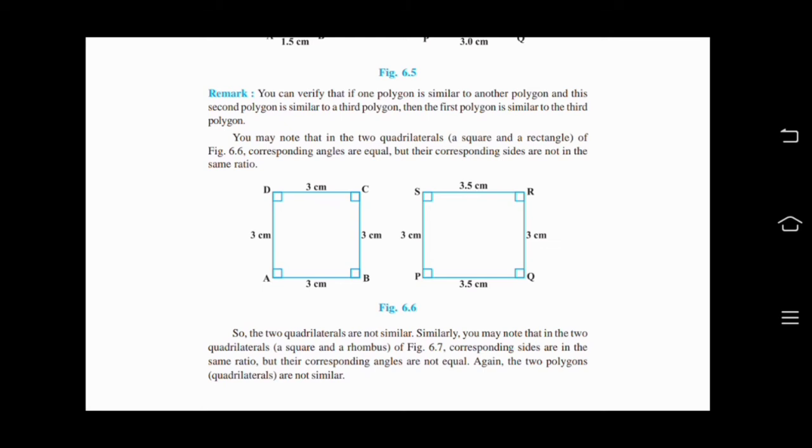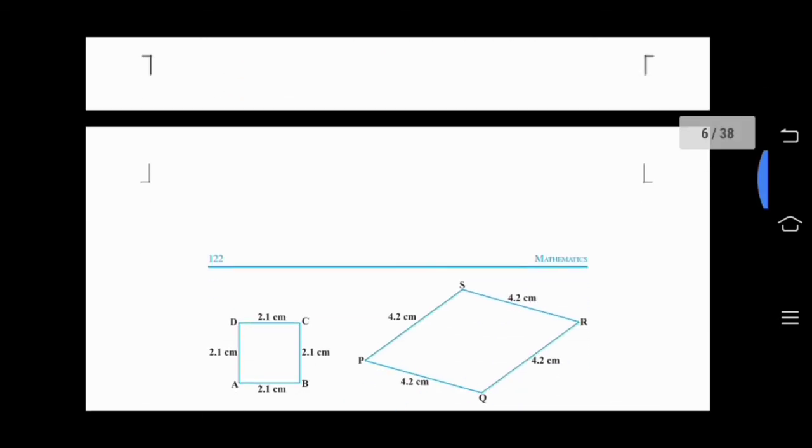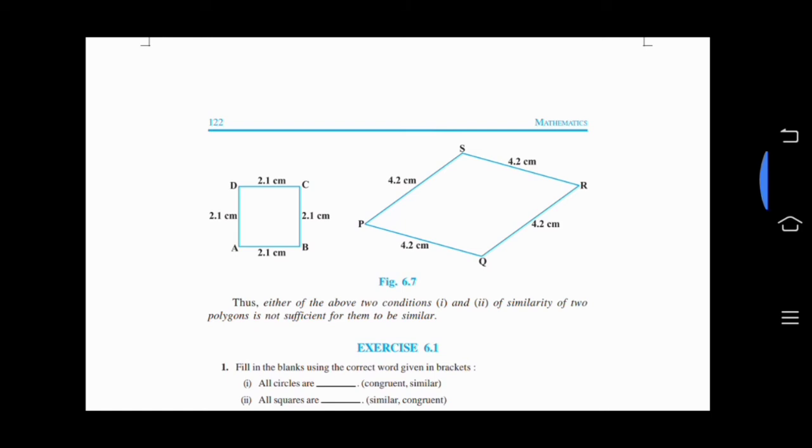As we discussed, if any one of the conditions is not satisfied, these two quadrilaterals will not be similar to each other. So in figure 6.6, quadrilateral ABCD is not similar to PQRS. Now let us discuss figure 6.7.